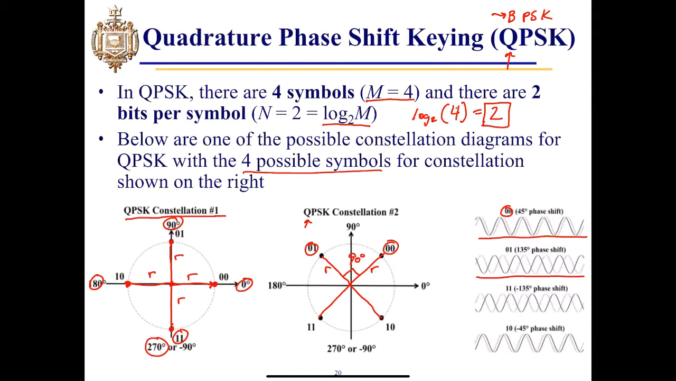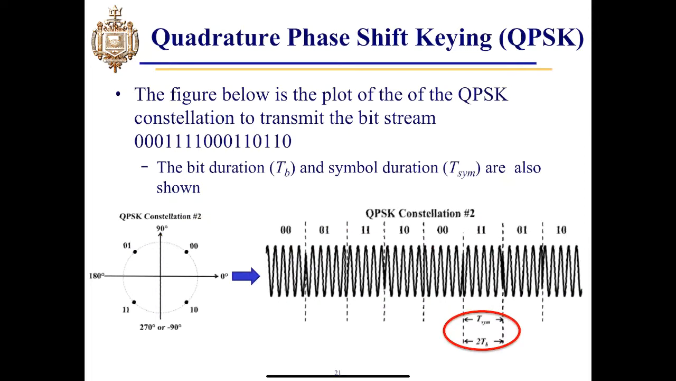So these are what you would see for 0, 1, let's say. A 0, 1 is some type of amplitude at 135 degrees phase. This is 135 right here. So this would be the phase shift.